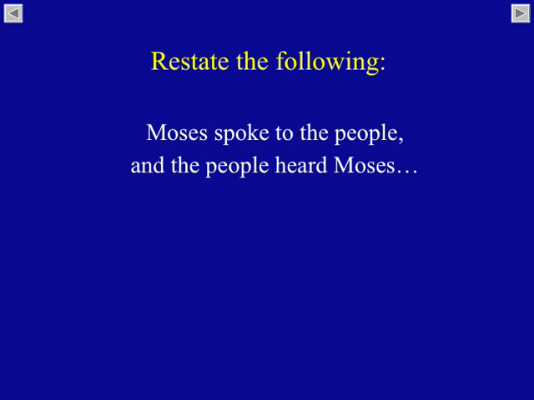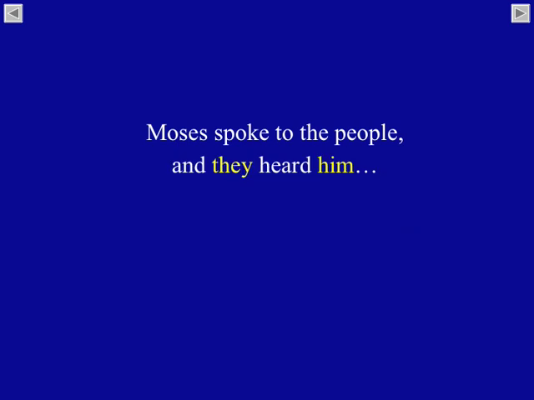So how might we restate the following? Moses spoke to the people and the people heard Moses. We would say, Moses spoke to the people and they heard him. They and him are pronouns.